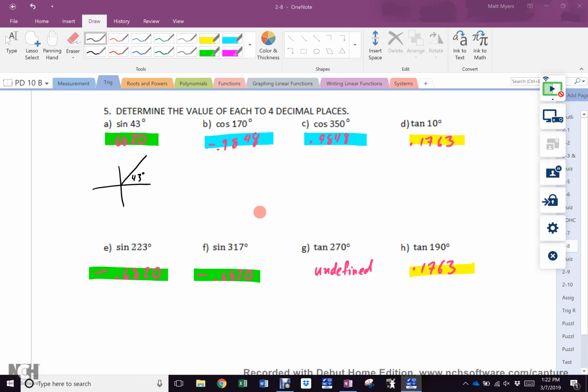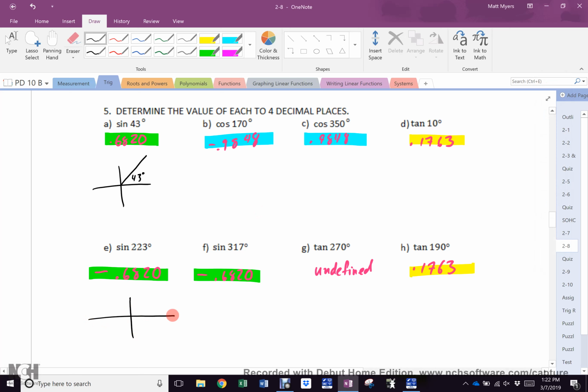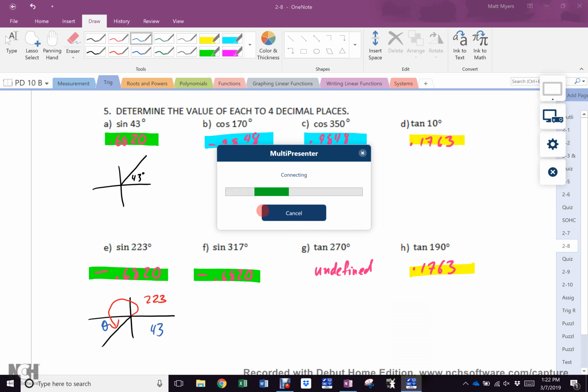Okay. So, where does sine 223 live? Quadrant 3, down here, yes? So this is theta, and that's 223, correct? What is the reference angle? 43. Wait a minute.